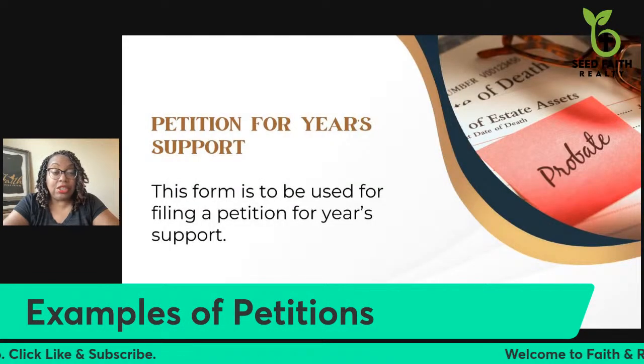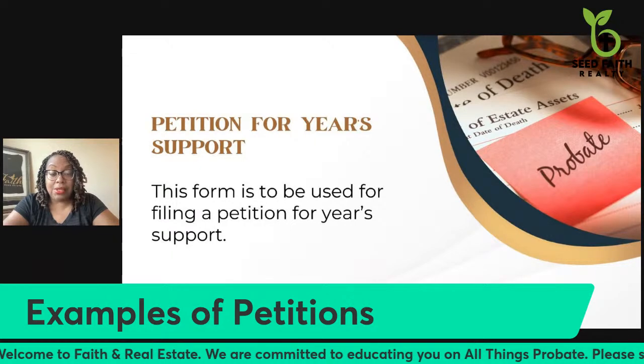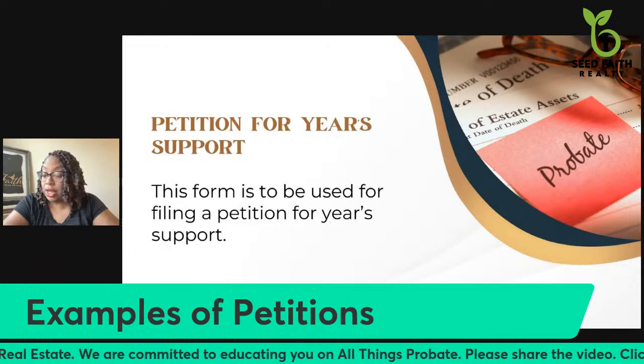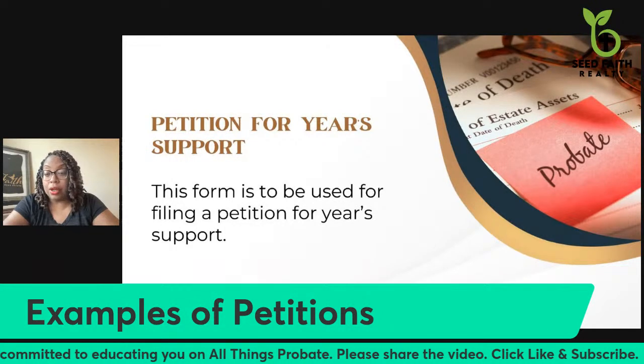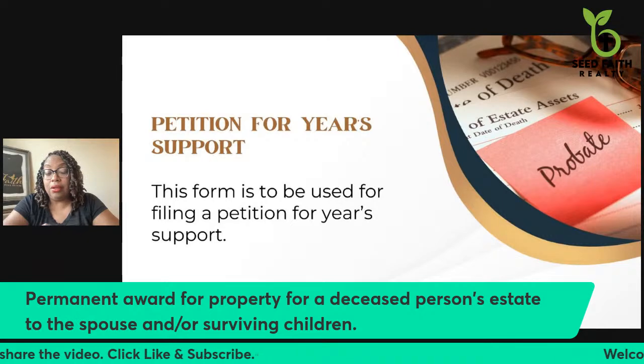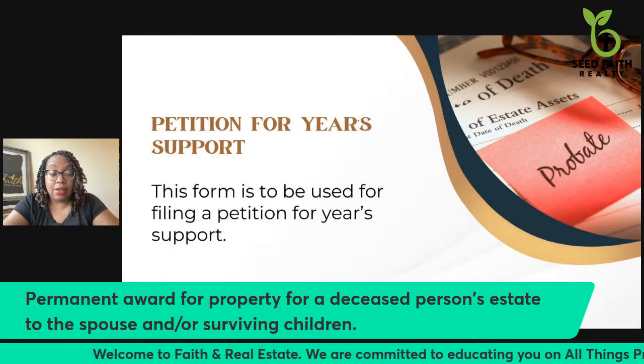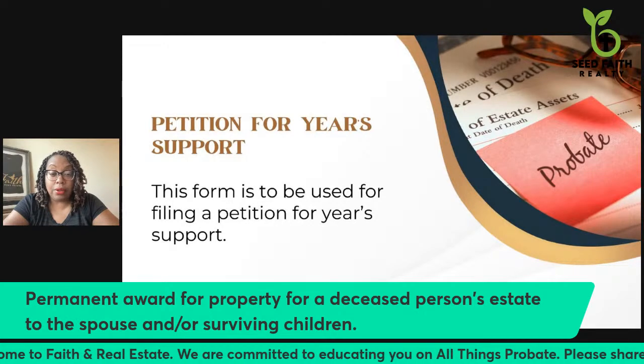Then there is a petition for year's support. This form is used to file a petition for year's support. Now, even though the document says year's support, in most cases, it is a permanent award that you use for the deceased person's estate, and that is to ensure that the spouse or the children are taken care of. So that is the petition for year's support.